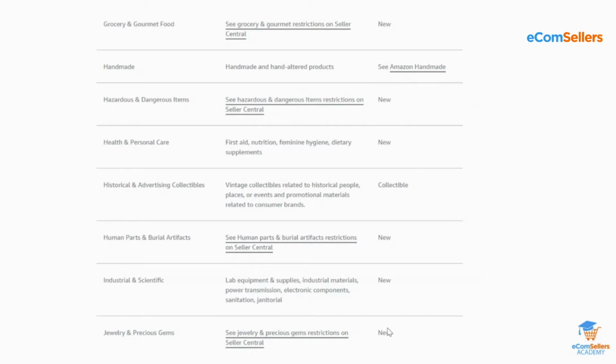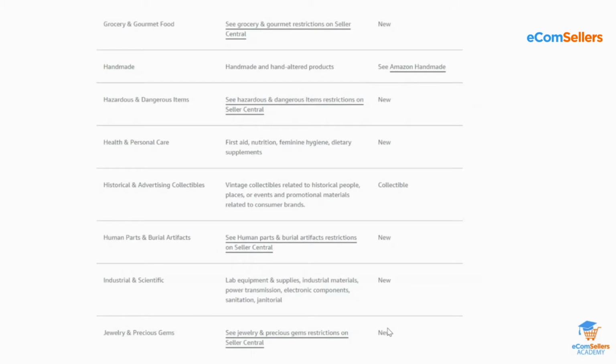Handmade, you have to go through a process to get approved to be able to sell in the handmade category. Hazardous and dangerous items, again, there's a whole section on hazard and dangerous, but there are some products that you can sell, and you want to know what they are, you want to know what those guidelines are, and you want to follow those guidelines, and you can sell those things as new. Health and personal care, again, says you can sell it as new.